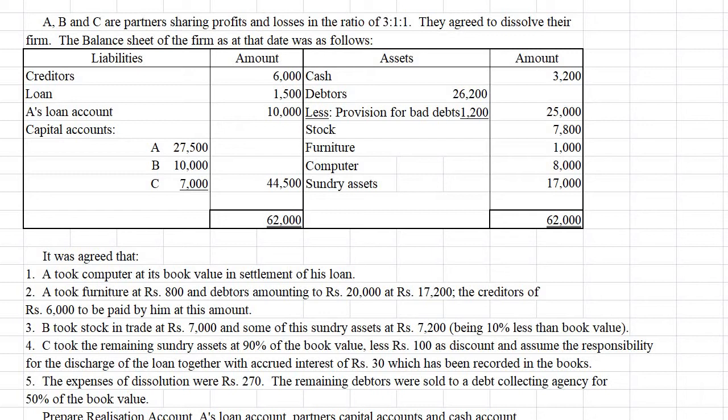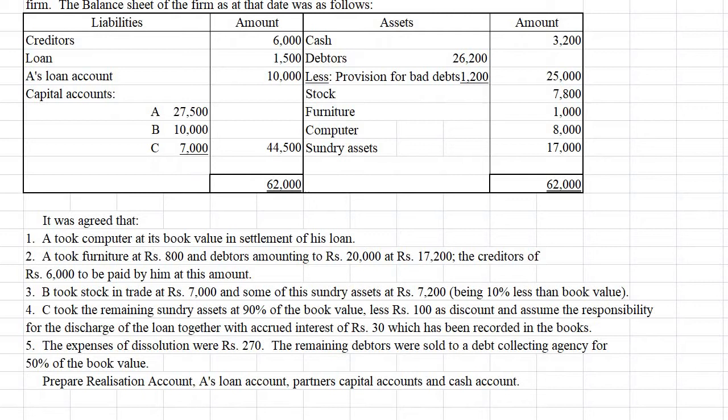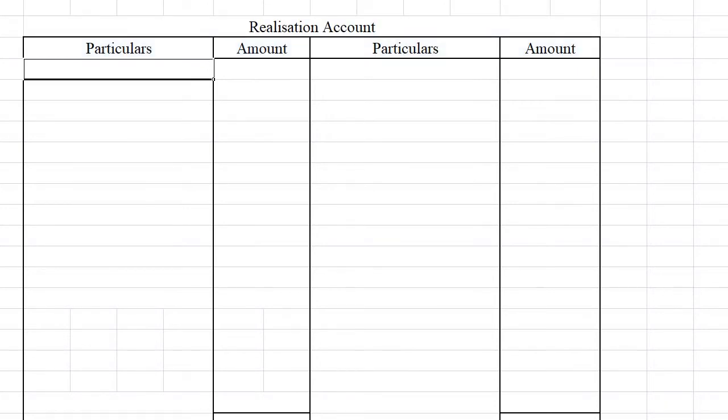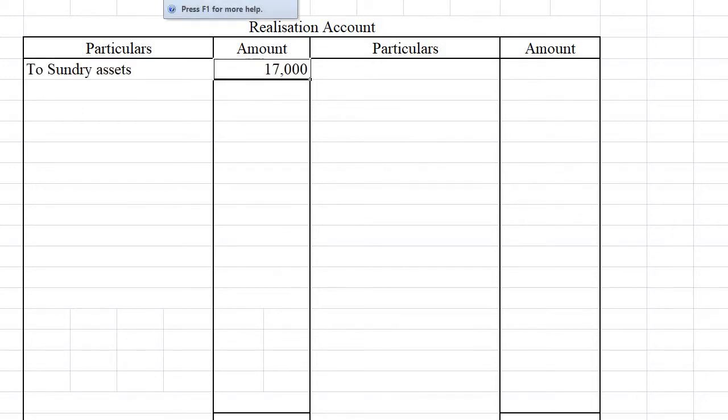Now what we have to do? We have to prepare the realization account, then A's loan account, partners' capital accounts and cash account. Let us see first how to prepare the realization account. The realization account is ready here. First let us transfer all the assets. Sundry assets first we can write. Sundry assets we have 17,000.